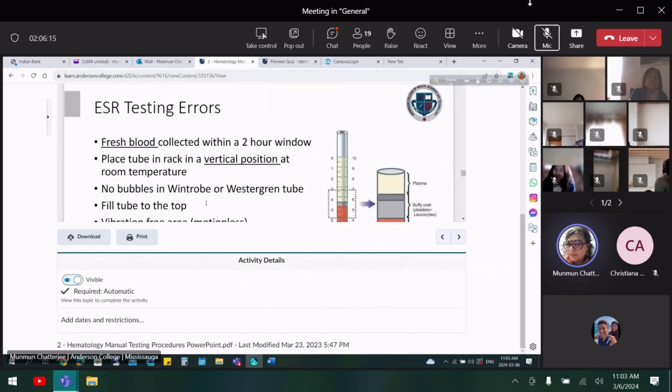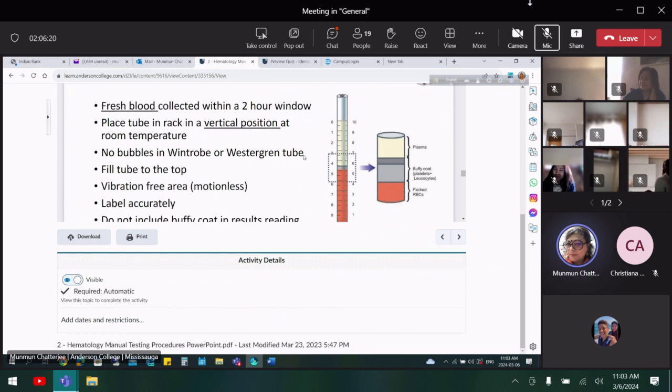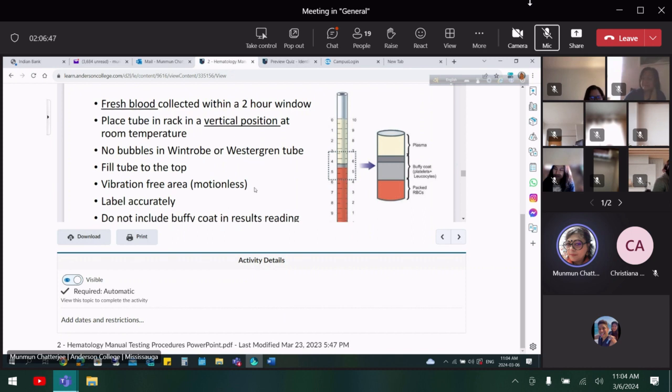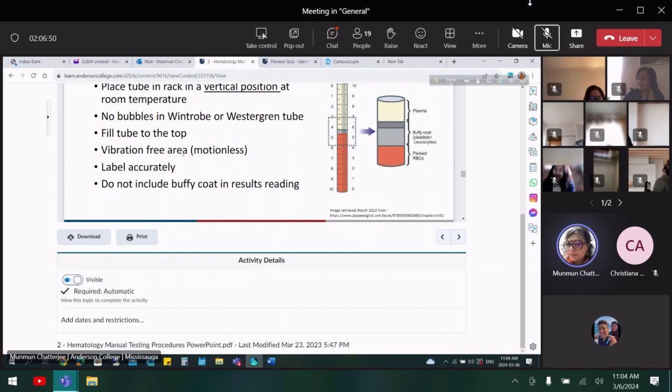ESR testing errors. Fresh blood should be collected within a 2-hour window, not after that. So within the 2-hour window you have to do the ESR testing, and before loading the ESR tube, you have to mix the tube 3 to 4 times. Place the tube rack in a vertical position at room temperature. No bubbles in the Wintrobe or Westergren tube. Fill the tube up to the zero top. There should be no vibration, a motionless area. There should be no centrifuge, nothing which can vibrate. It's going to change the result.